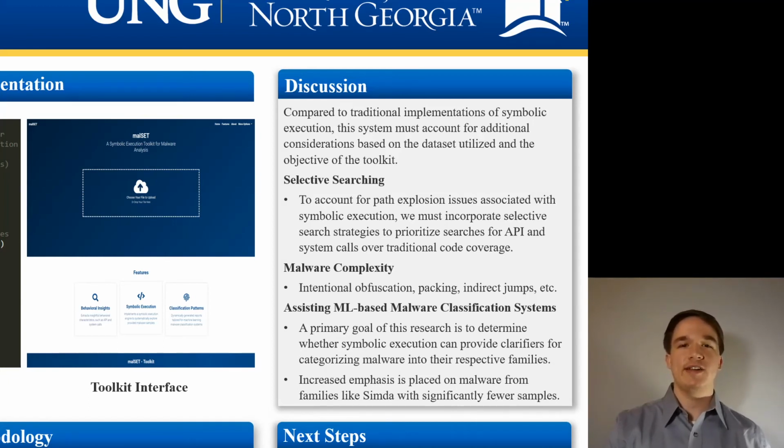We will also be providing additional emphasis on the malware family Simda, as it was provided with significantly fewer samples to test, which is very important to note because machine learning systems often require a certain level of training data to construct a reasonable model for their successful classification.